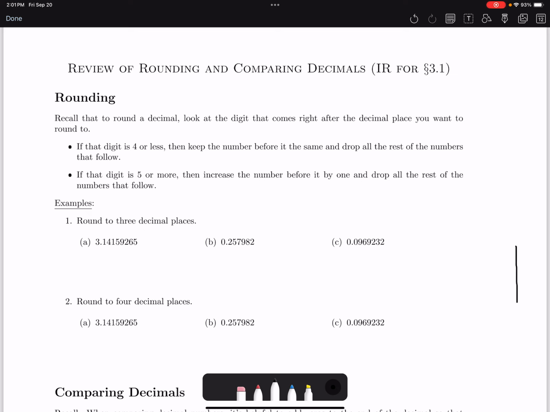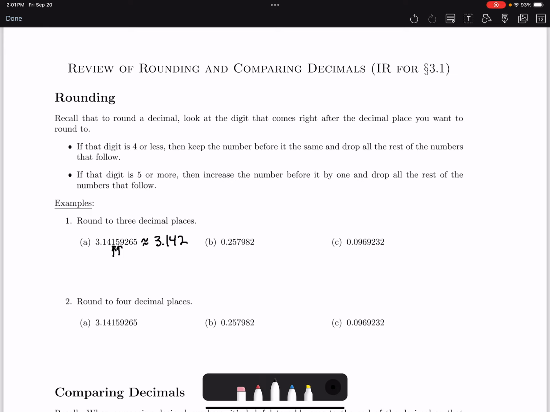So example 1 here says that we want to round to 3 decimal places. So if we're starting with the number 3.14159, which is basically pi, right? It's the first several digits of pi. If we want to round this to 3 decimal places, we want to round to this digit here. We're going to look at the number that comes after it, which in this case is a 5. Since it's a 5 or more, that means we're going to move the third digit up 1 and drop all remaining digits. So this would be approximately 3.142, okay, if rounded to 3 decimal places.